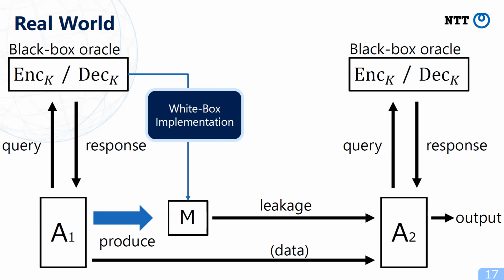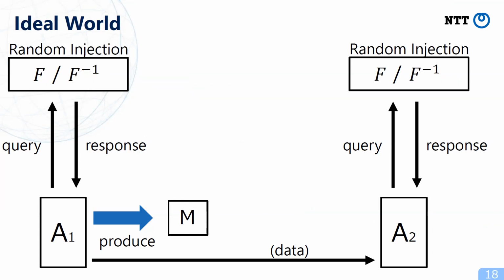And next, I would like to explain about the ideal world. Since we define the new security notion by extending the PRY security in the black box model, firstly, the black box oracle is replaced with random injection and its inverse. So firstly, the attacker makes queries to the random injection oracle and produces a malware. But here we have a problem. The problem is there is no white box implementation in the ideal world.